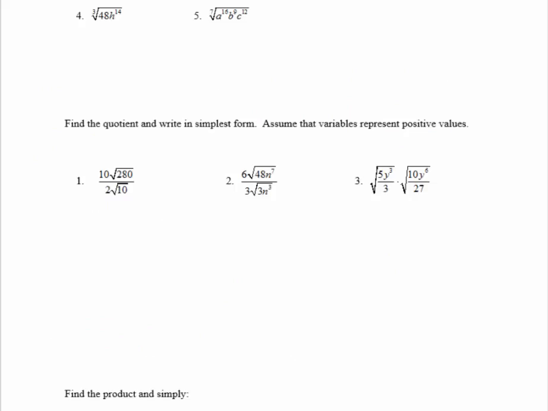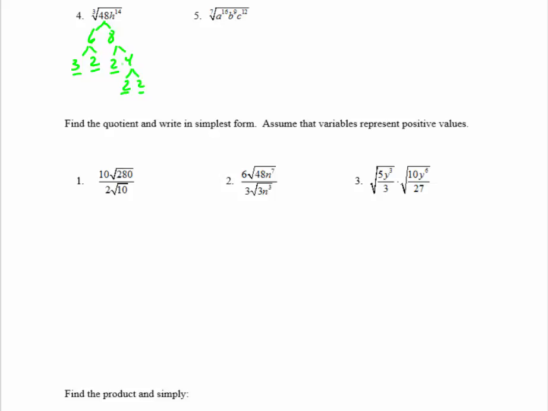Number 4, we have the cubed root of 48h to the 14th. Be careful, this is a cubed root. First thing you want to do is a factor tree. The way that I see 48 breaking up is 6 times 8. There are other ways, but that's the way that I see it. So 6 is 3 times 2, those are prime. 8 is 2 and 4, 2's prime, but 4 is not, so 4 is 2 times 2.